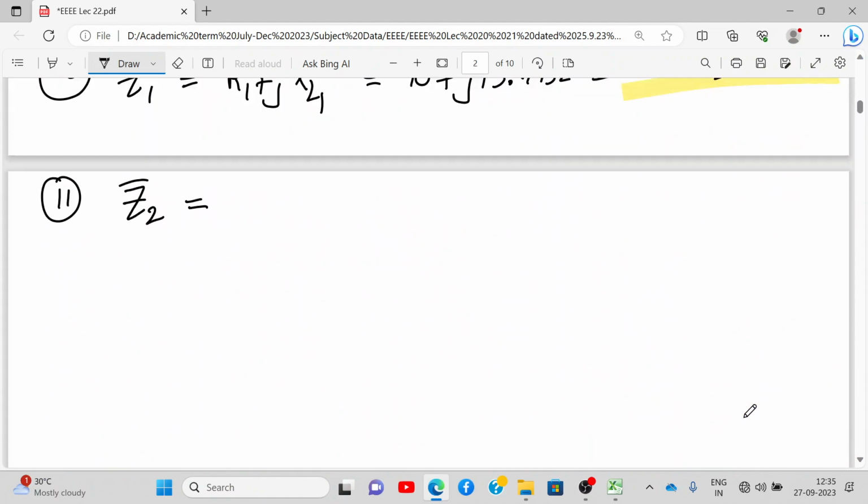Again. So Z2 will be R2 minus j. What will come over here? XC minus XL, na? So XC minus which XL? XL2. Okay, why XC? Because it is only one capacitor. So that's why it is called XC.